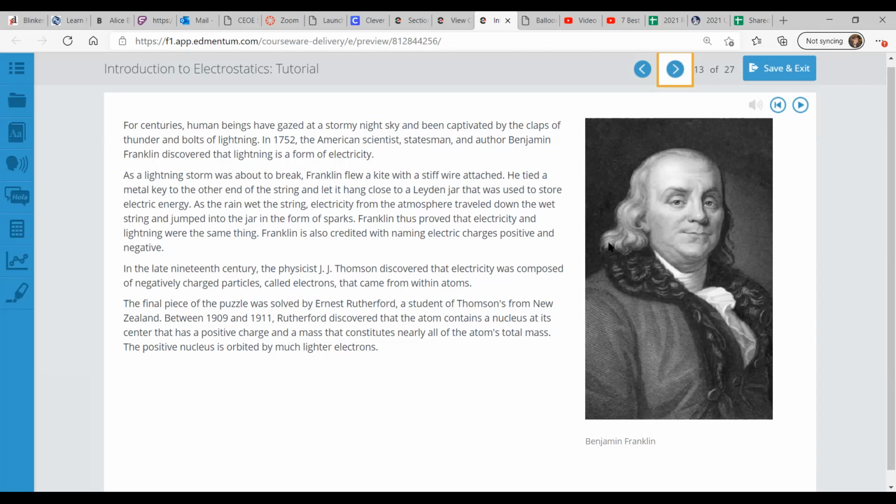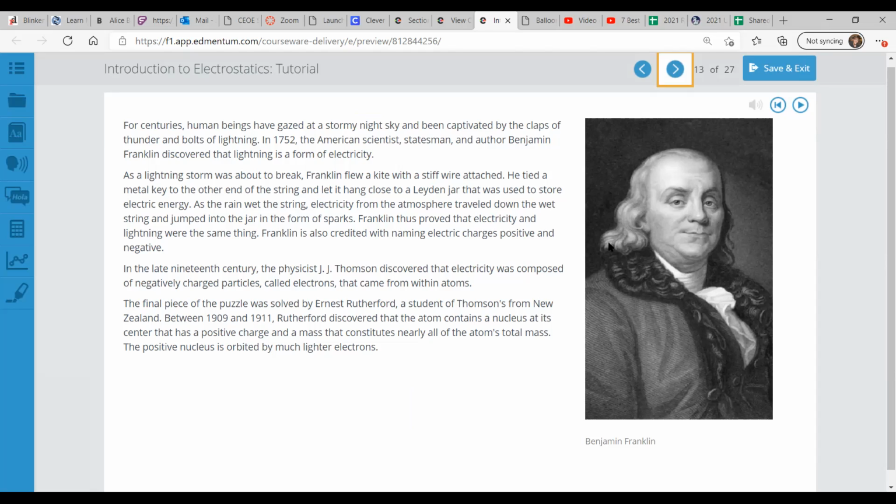As the rain wet the string, electricity from the atmosphere traveled down the wet string and jumped into the jar in the form of sparks. Franklin thus proved that electricity and lightning were the same thing. Franklin is also credited with naming electric charges positive and negative.